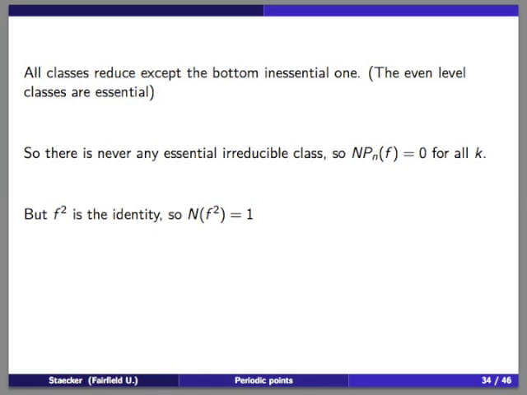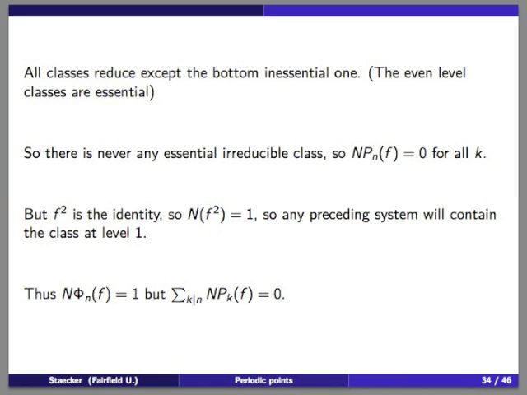But f squared, I'm talking about the antipodal map, f squared is the identity, and so the Nielsen number of the second iterate is 1, which means there must be periodic points in period 2. So any preceding system contains the class at level 1. Yeah, so we do have an essential class at level 2. And so a preceding system must include the bottom level so that you can capture the boost from the second level. That means N phi n is 1. The minimum system is just the class at the bottom level.